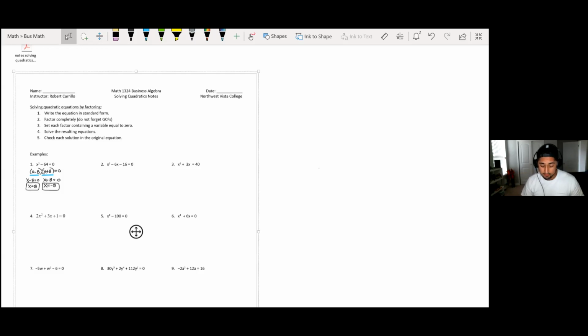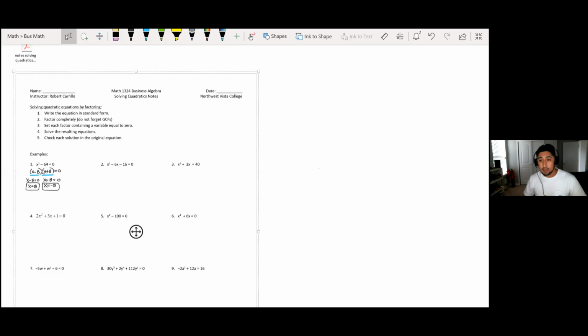One, make sure the equation is in standard form. That means from highest power to lowest power. Two, factor completely. If there is a greatest common factor, make sure to take that out first. Three, after it is completely factored, set each factor equal to 0, then solve for x or whatever variable we are working with. To check your work, plug your value into the equation, and if it makes the equation 0, then we have solved for the variable correctly.